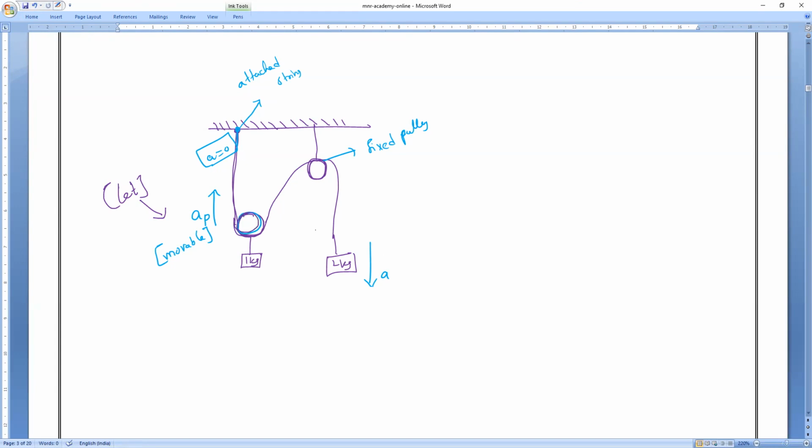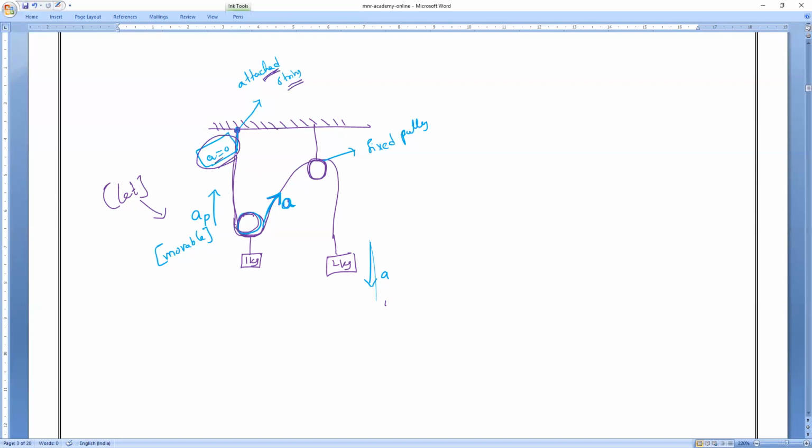Then here you can see this is entirely the same string, so here the acceleration A means downwards. The pulley is going upward. Then here what is the acceleration? The acceleration will be the same. The same string is coming down, so if it is moving down with acceleration A, then it is rising up also with acceleration A. Only one side, not two sides. This is the attached string, and this side it is attached. It is not moving, so this acceleration is zero.